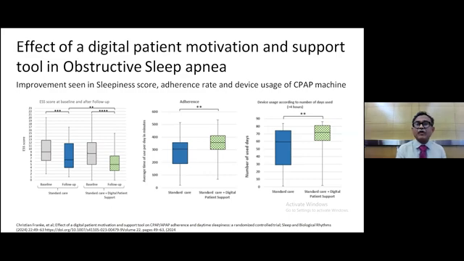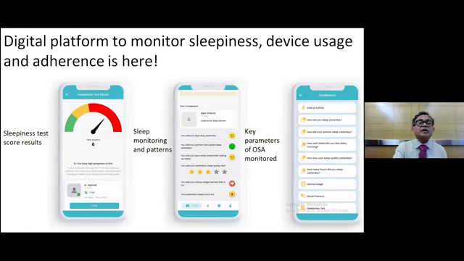And if the patient follows up because the symptoms are not getting relieved, we can always correct them by understanding their compliance digitally. So this is how the sleepiness test tool, the sleep monitoring patterns and other patterns can be monitored digitally.